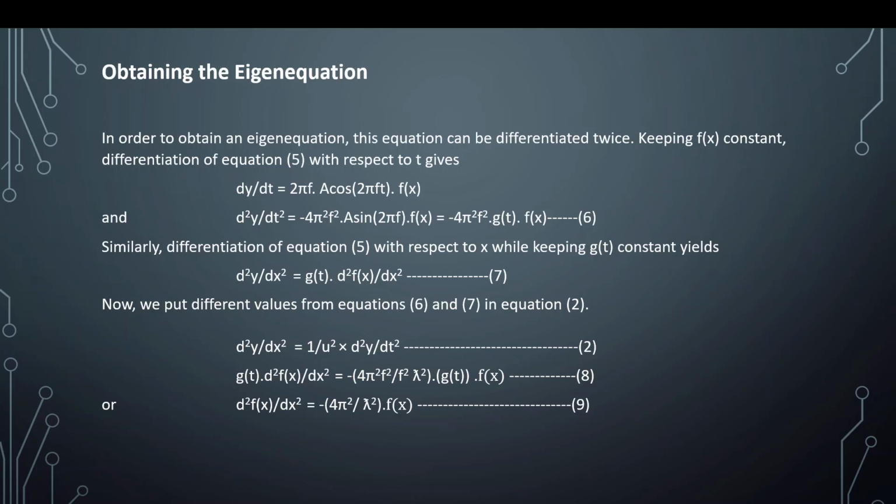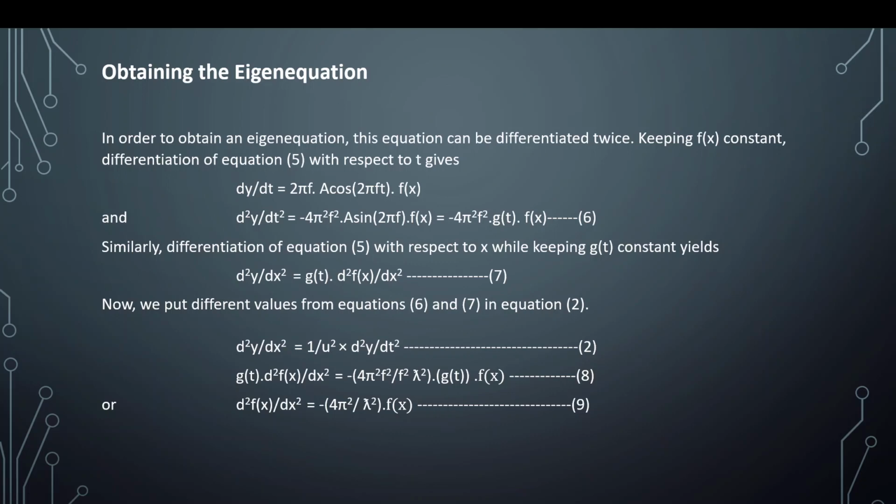to get g(t) d2f of x dx square equal to minus 4 pi square f square 1 upon f square lambda square multiplied by g(t) and again multiplied by f(x). Cancelling g(t) from both sides and cancelling f square from denominator and numerator, we are left with d2f upon dx2 equal to minus 4 pi square upon lambda square multiplied by f(x). This is equation number 9.